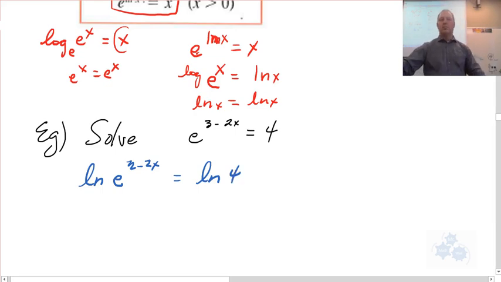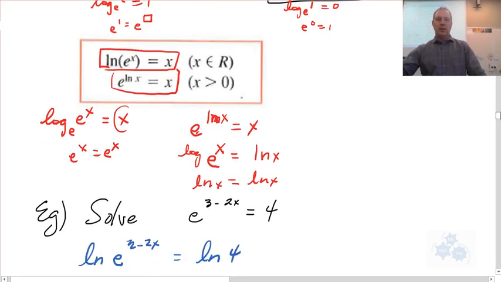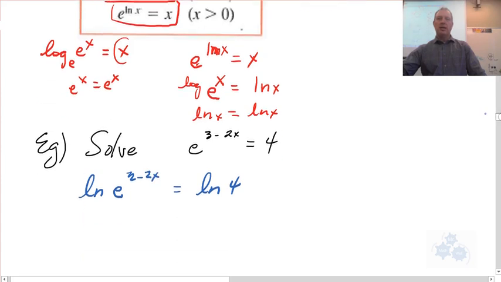So what's the relationship between the natural logarithm of something with base e? We just kind of learned about that. The natural logarithm of something base e is that something. So the ln and base e kind of cancel each other out, almost. And this becomes 3 minus 2x equals ln 4.